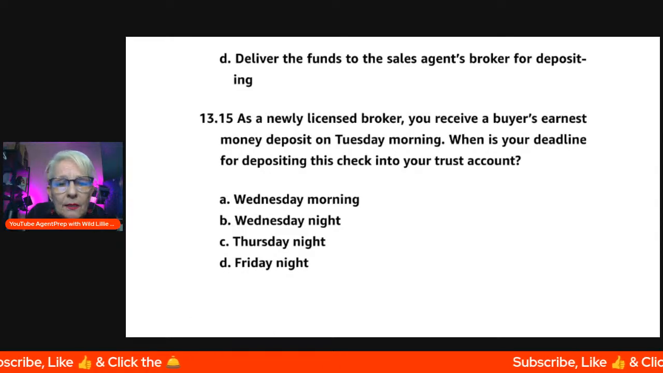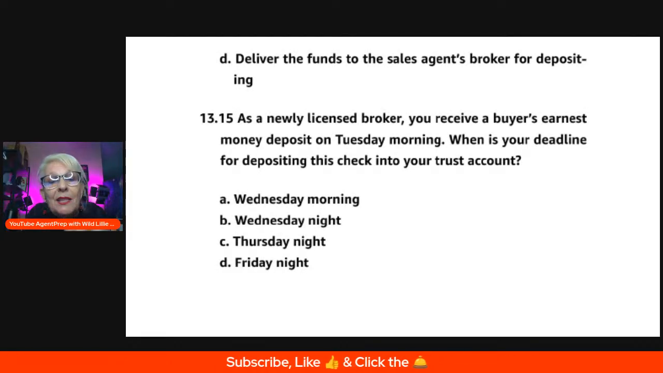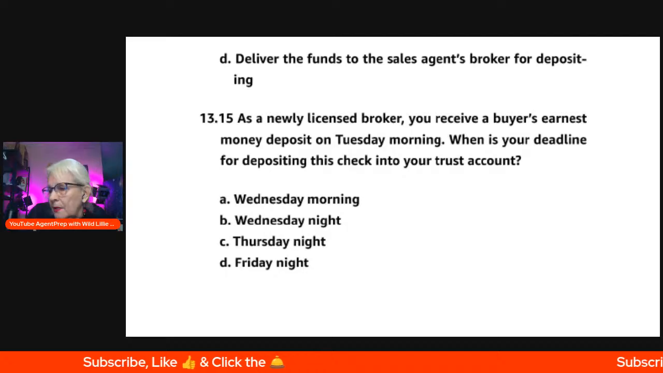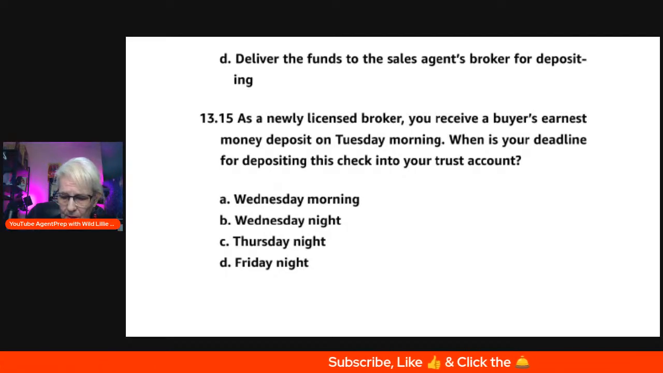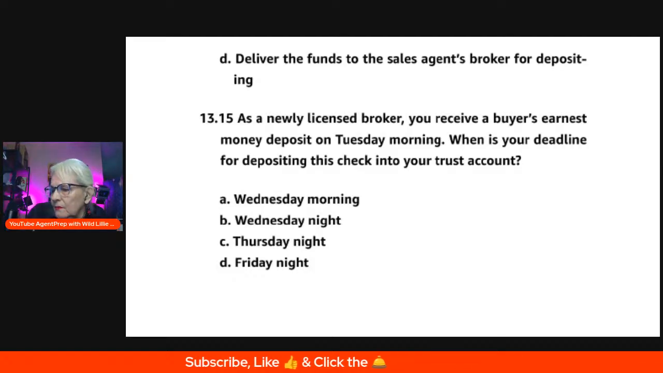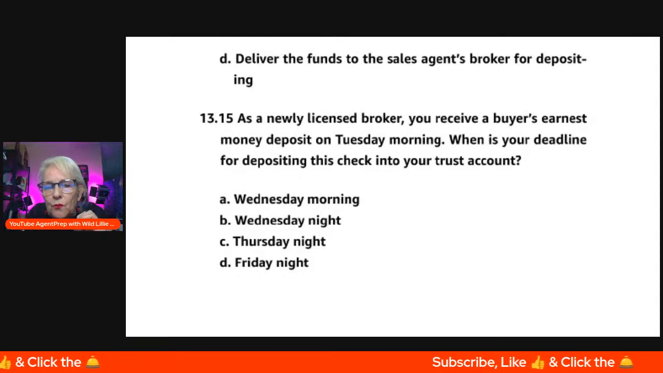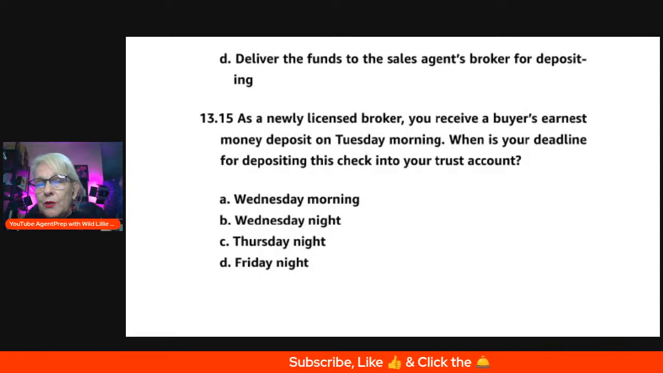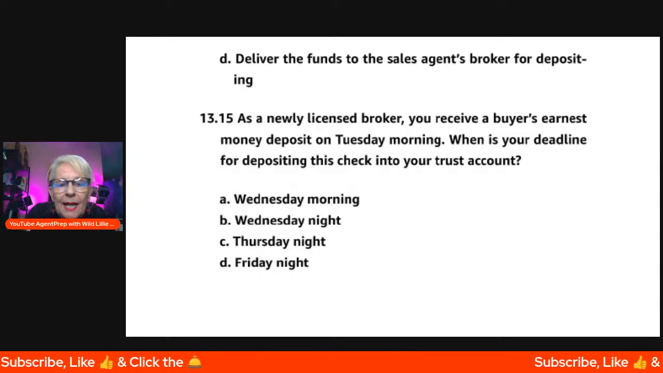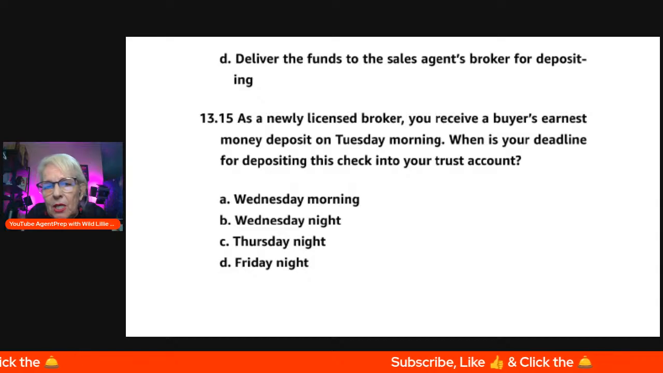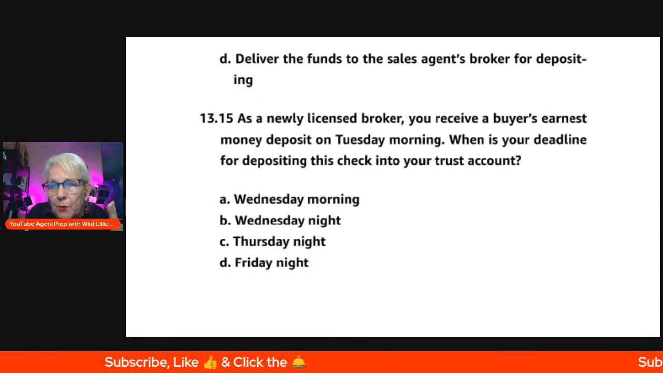So this is earnest money deposit received by the broker, not by the title company. And don't get confused with depositing according to the contract to a title company versus to a broker. The answer here is Thursday. So they received it on Tuesday. They have 2 days to deposit it into the trust account of the broker.